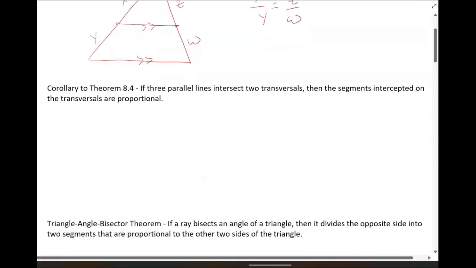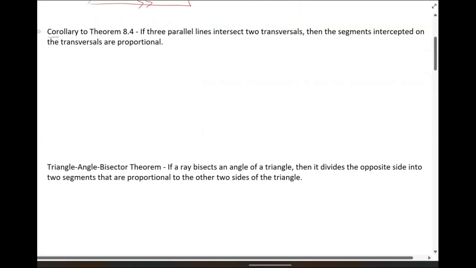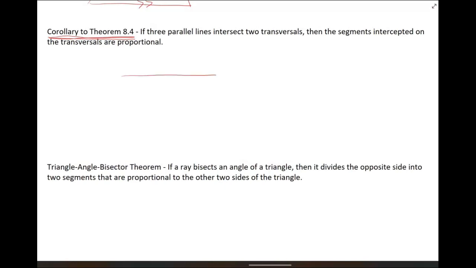All right, so next one, this is actually a corollary to that previous theorem. And a corollary means that there's a truth that follows because of something that's already been established. And so this one says that if three parallel lines intersect two transversals, then the segments intercepted on the transversals are proportional. So basically this means that if we just extend outside of a triangle and the lines are still parallel, it's still going to hold.